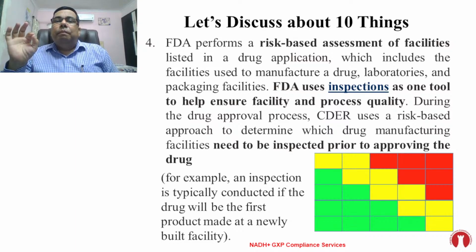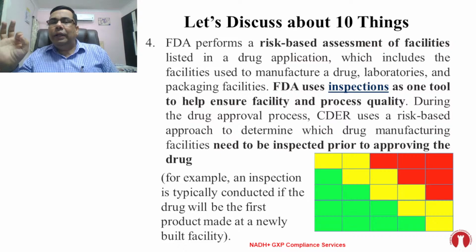FDA performs, this is very important for the people who are working in pharma, because everyone is facing FDA inspection. FDA performs a risk-based assessment of facilities listed in a drug application, which includes the facilities used to manufacture a drug, laboratories, and packaging facilities. FDA uses inspection as one tool to help ensure facility and process quality. So many companies are submitting applications to CDER for different drugs. FDA has more than 150,000 drugs, so auditing so many facilities is not practically possible.